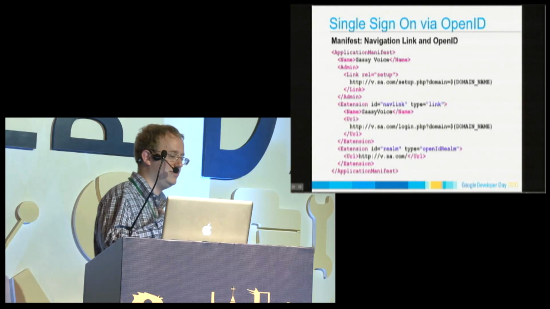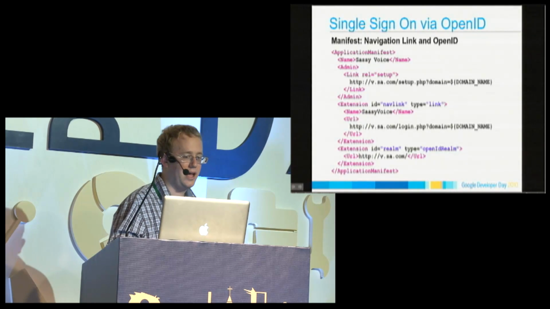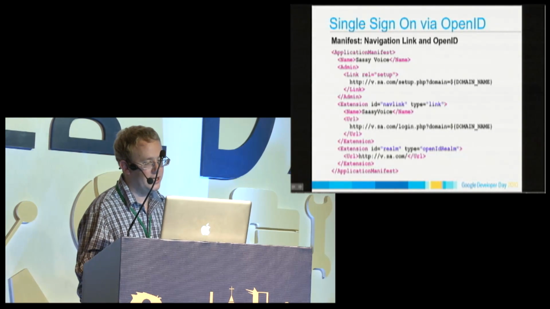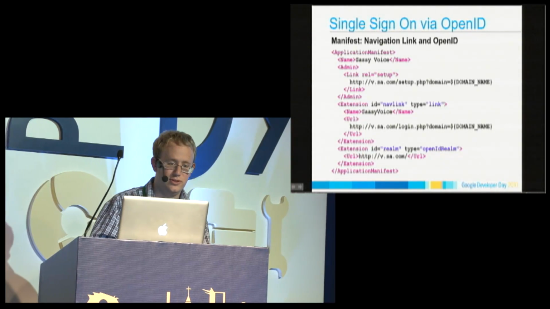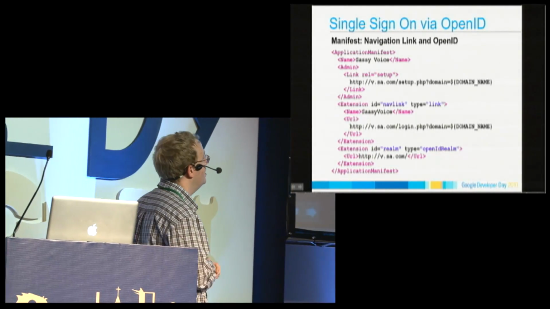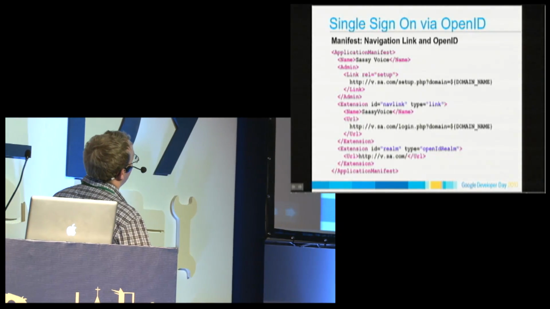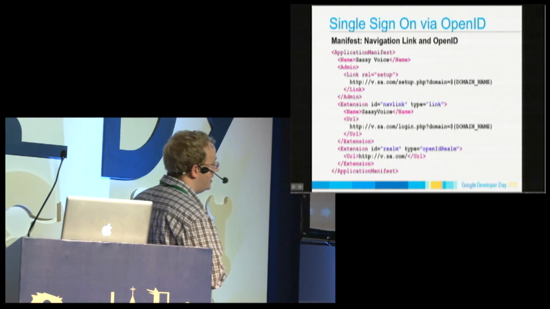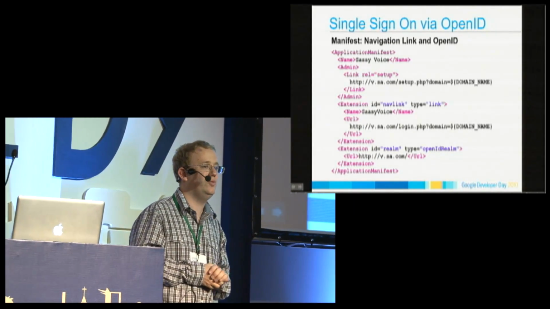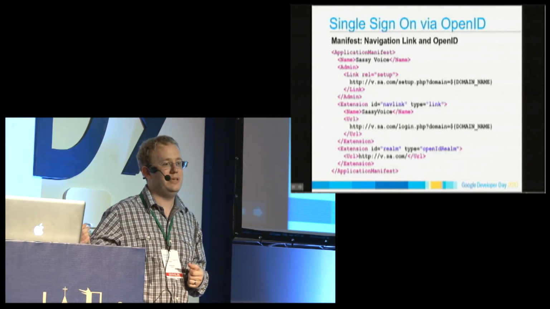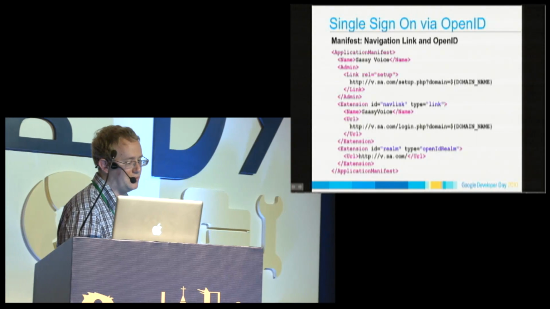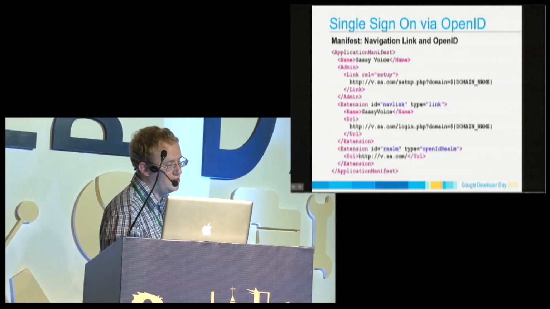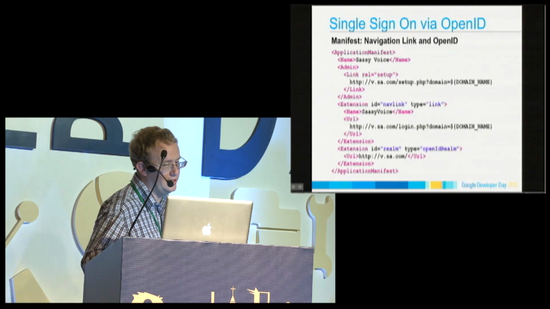So you saw some of the data access, and you saw how we created that universal navigation link. This is the application manifest, which is used to configure those items. And you can see at the top here, you have a link setup. That is the URL that my application went to during the very beginning of installing the application, that allowed me to configure the extensions for my users. Then there's the navigation link and an OpenID realm.